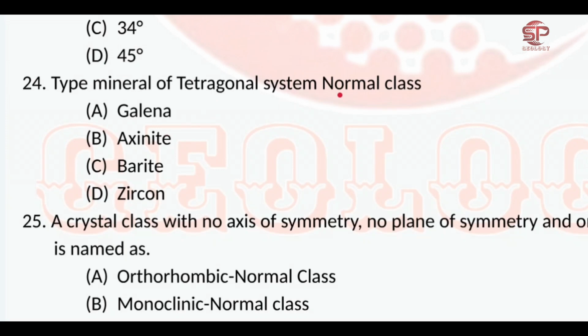The mineral of the tetragonal normal class belongs to zircon. So zircon is the normal class mineral of the tetragonal system. Barite is orthorhombic normal class. Axinite is for triclinic. Galena is for isometric.